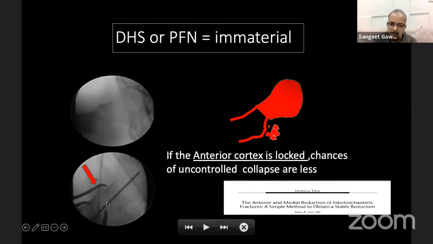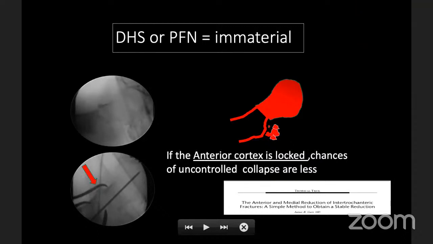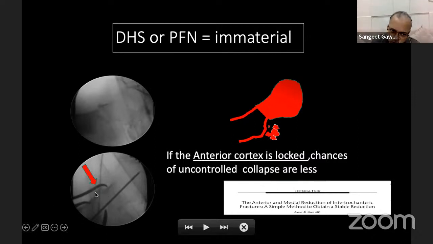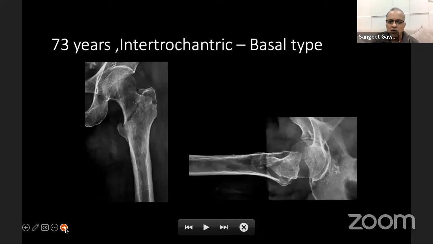And as we discussed in the last, it can be viewed in about 20 degrees of external rotation lateral view. So your aim is to use various tools so that you get a good anterior reduction, which is in line with the anterior cortex of the shaft. Don't accept a reduction like this. If the anterior cortex is locked, the chances of uncontrolled collapse are less. And that is what has happened in the earlier two cases.